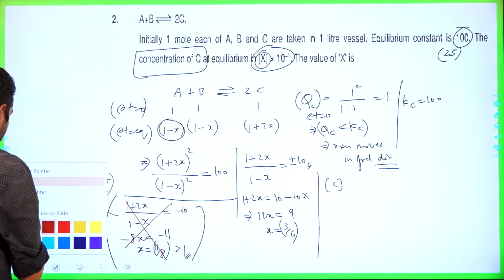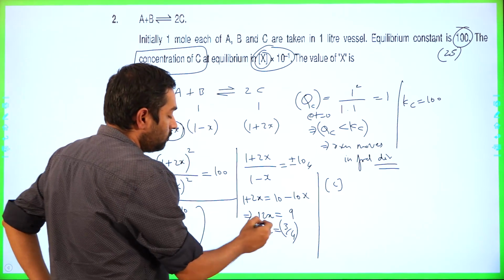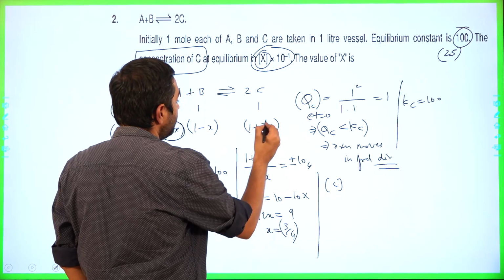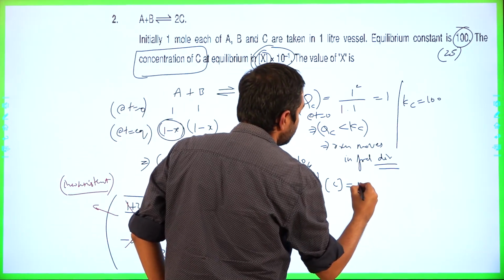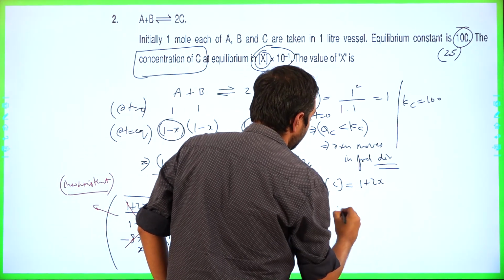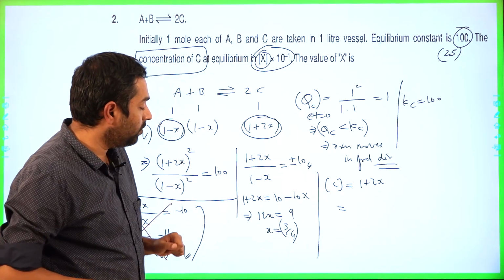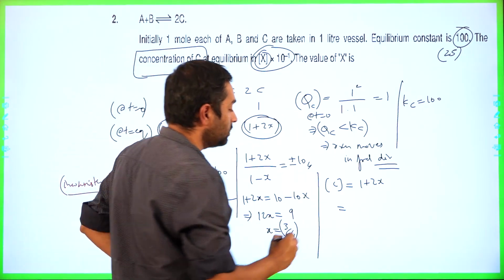Anyway, coming back to this question here, let's finish up with this. So x is going to be 3 by 4 now. Concentration of C is going to be 1 plus 2x, which of course works out as 2x now. It works out as 0.75, 1.5, so it works out as 2.5.